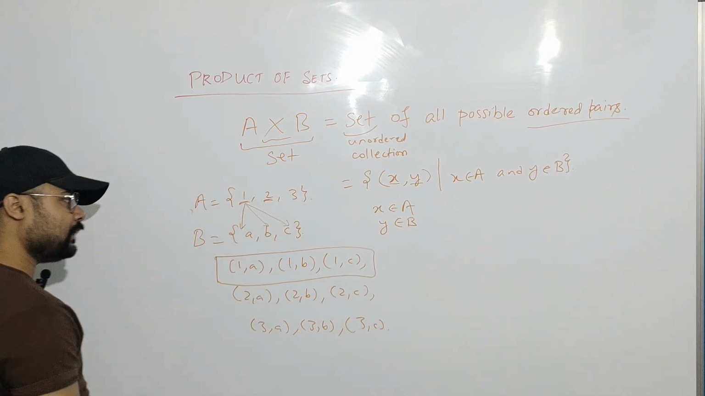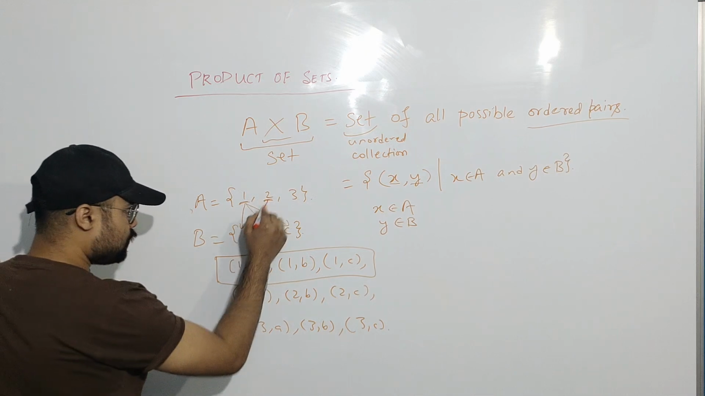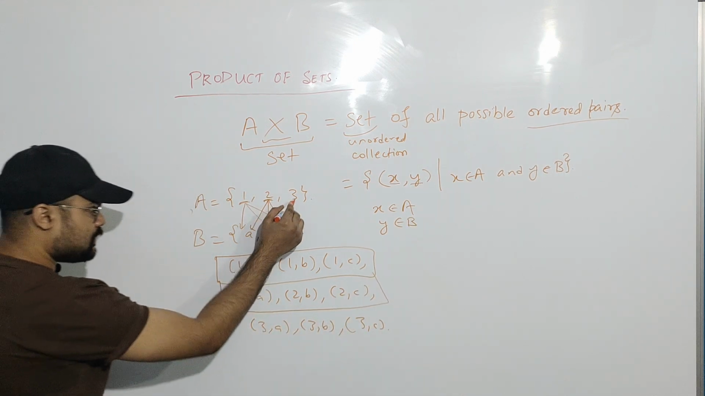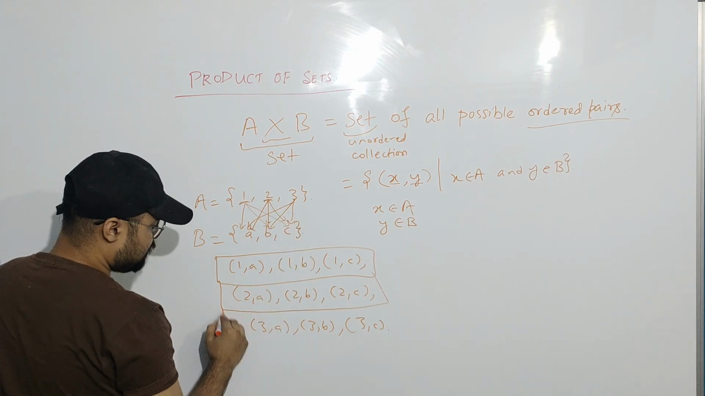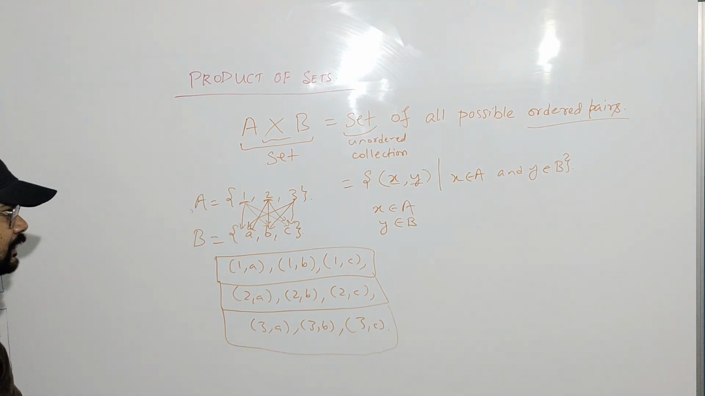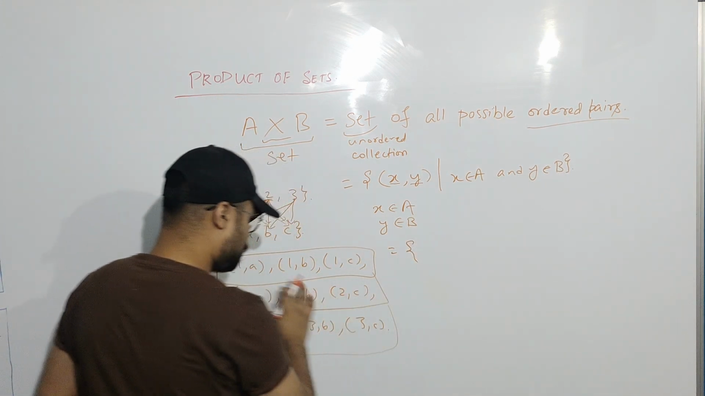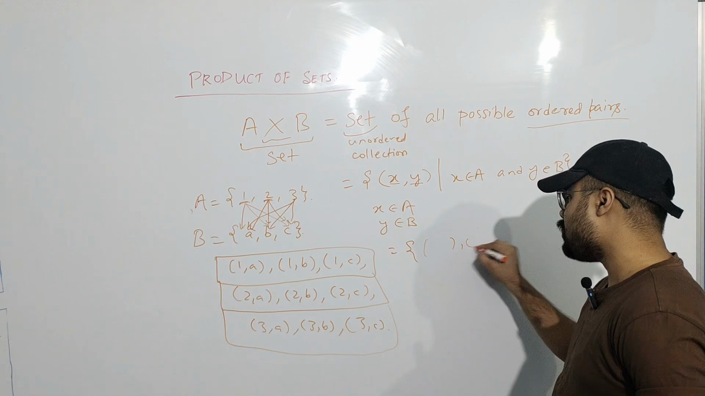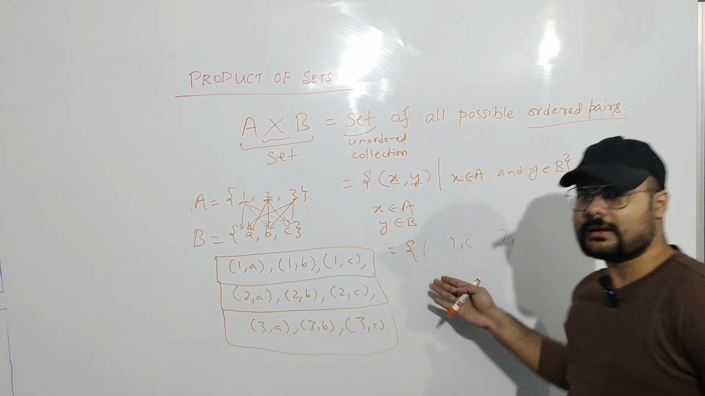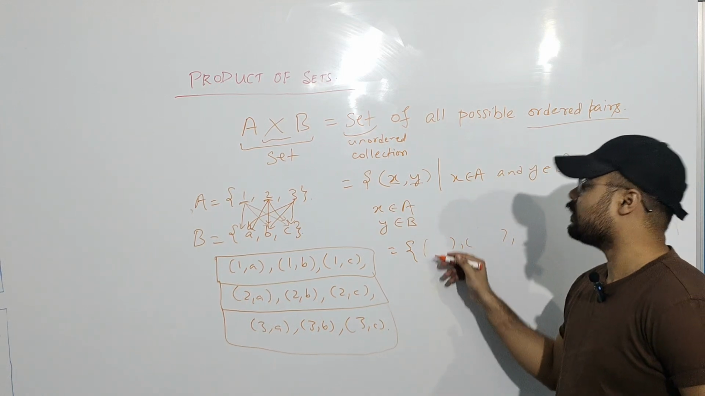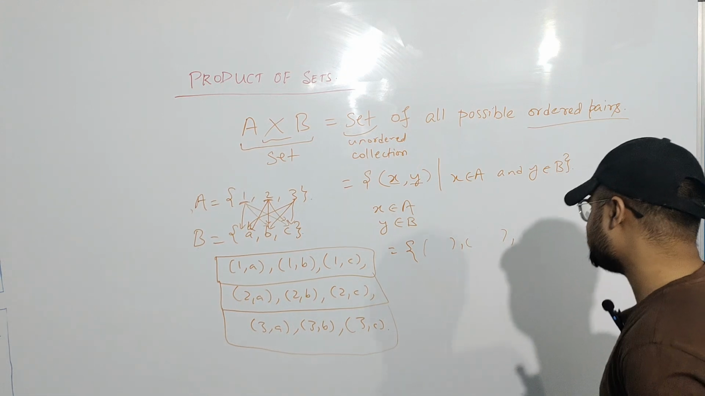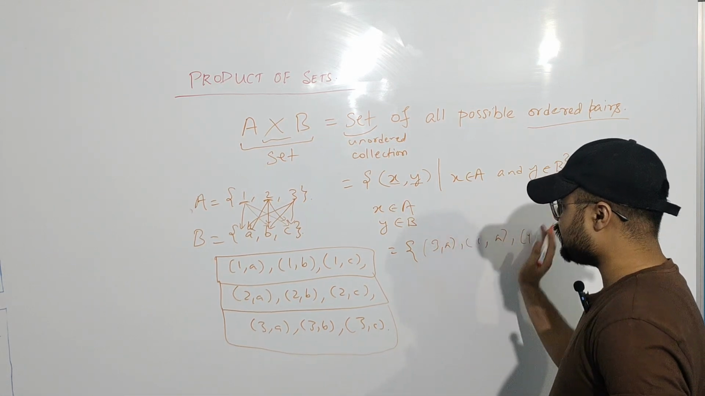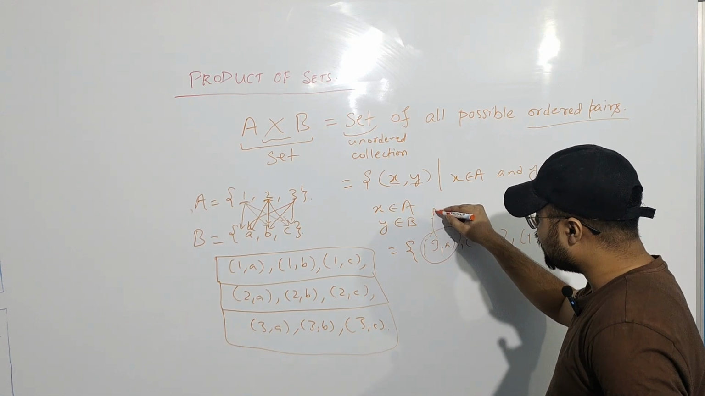Similarly, 2 is also an element of A, and each element of A has to be paired with every element of B. So 2 will be paired with a, 2 will be paired with b, and 2 will be paired with c. That's what this is. And similarly, 3 will be paired with a, b, and c, and that's what this is. So the set A cross B will be equal to all of these elements. And because it's a set, the order is not important. Each element is an ordered pair, but you can't say what is the first ordered pair, what is the second ordered pair. You know what I'm saying. So it can be 3a, 1a, in any order you can write it. So it's a set, but each element is an ordered pair where the first element belongs to A, and the second element belongs to B.